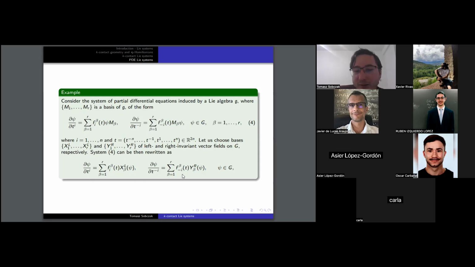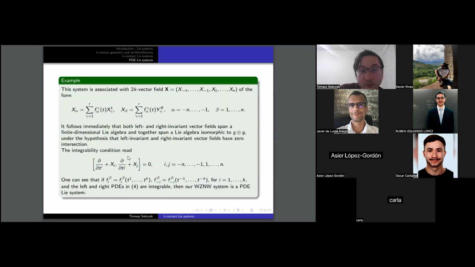So writing the system in such a manner, one can see that this system is associated with the 2k vector fields, because the indexes go from minus n to plus n. So the first n elements, from minus n to minus 1, are decomposed using the left invariant vector fields, and the rest is using the right invariant vector fields.